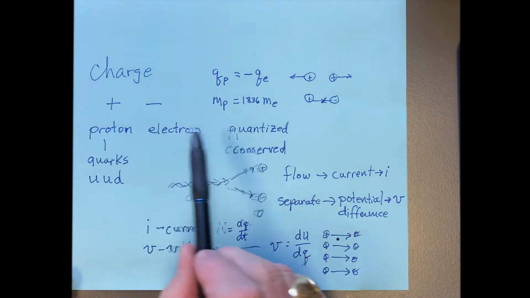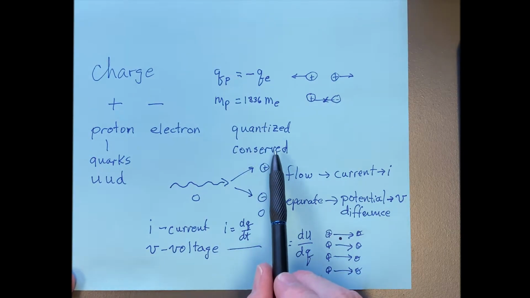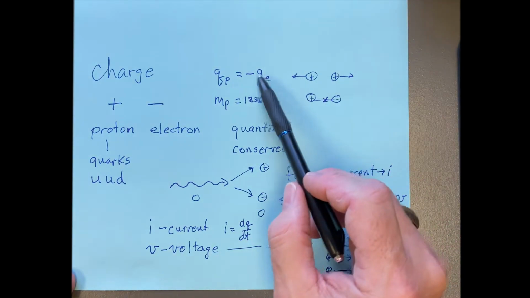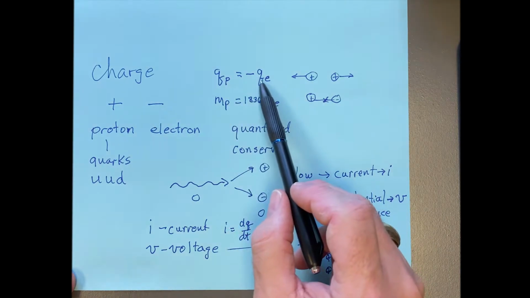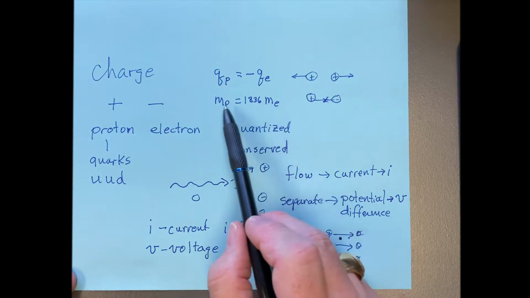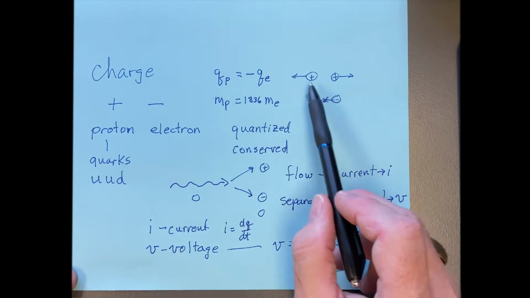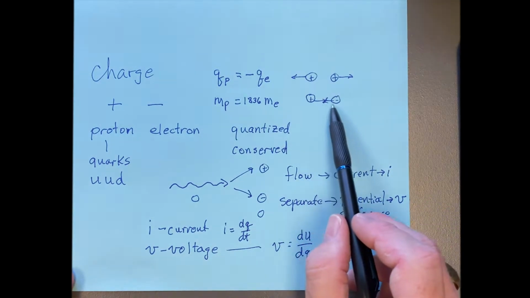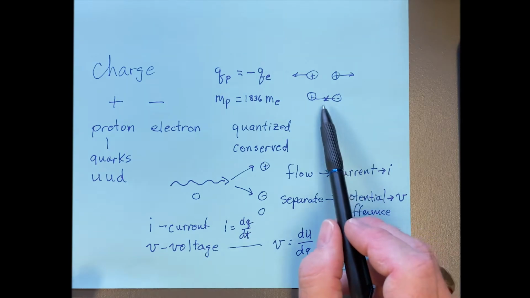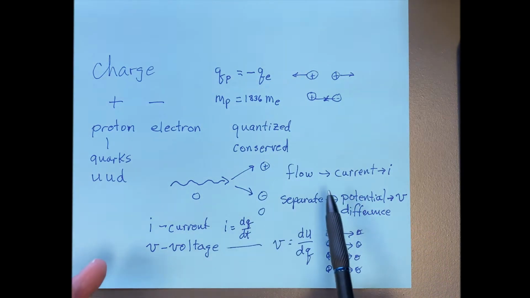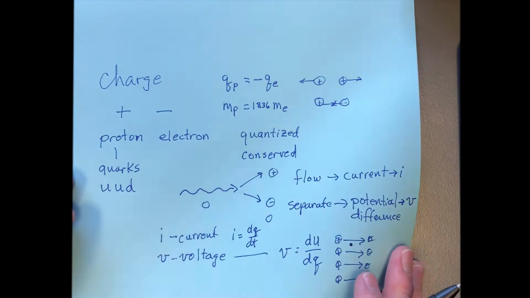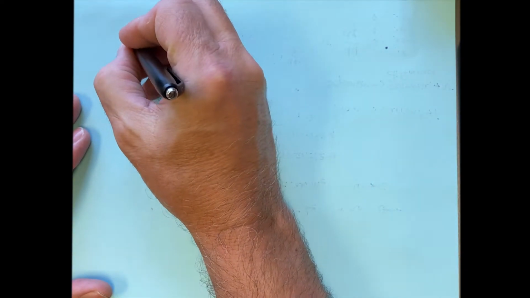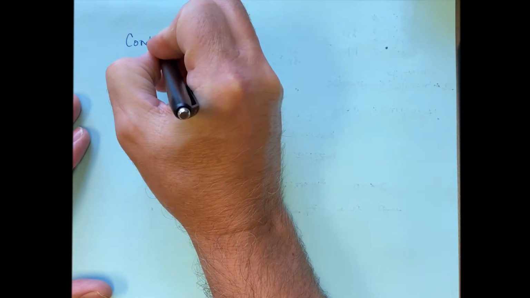Okay, so we've talked about charge. We've talked about how it is quantized and conserved. We've talked about how protons and electrons have the same charge but opposite polarities, but they have considerably different masses. We talked about how like charges repel, unlike charges attract each other, and we've introduced this idea of current and voltage. Okay, let's move on and talk about a slightly different topic here. Let's talk about electrical conductors.